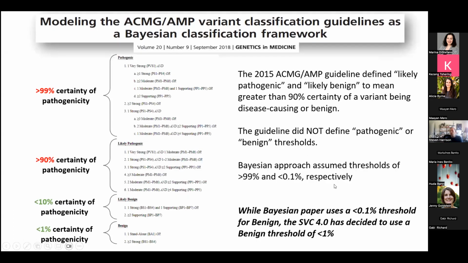So as far as how we got to where we are right now, and we'll go into all the math here, many of you have probably seen the work that Sean Tavtigian had led about moving the 2015 guideline to a Bayesian framework. He had looked at the different combining rules in the 2015 guideline, and then looked at the definition of pathogenic, 99%, and likely pathogenic, 90%, and was able to work backwards to see whether you can use a Bayesian approach that would determine a framework that would fit with what was in Richards et al. and be able to see odds for these different evidence levels.